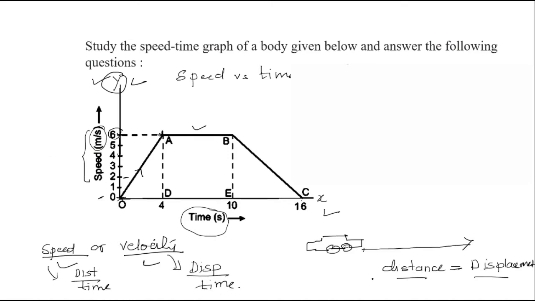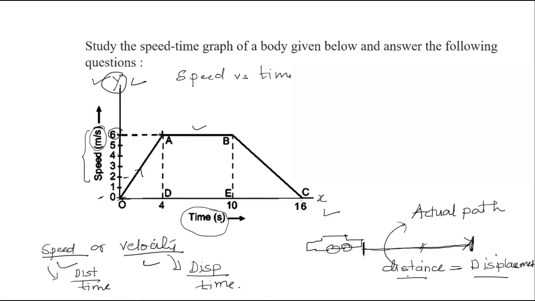One more thing I want to tell you: why is distance equal to displacement? Displacement is the shortest distance between the initial point and the final point. And what is the shortest distance? That is equal to distance. Distance is the actual path covered. And what is the actual path covered? From here straight to here. And what is the shortest distance? Again, that itself is the shortest distance, because the body is moving in a straight line.